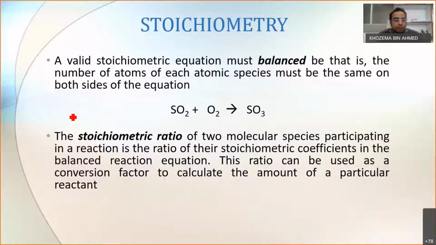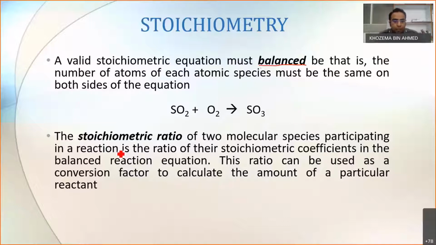The next thing is that in order for us to do material balance on a reactive system, we must first ensure that we have a valid stoichiometric equation. A valid stoichiometric equation must be balanced. That is, the number of atoms of each atomic species must be the same on both sides of the equation. Whatever you have on the left hand side, you must have on the right hand side.